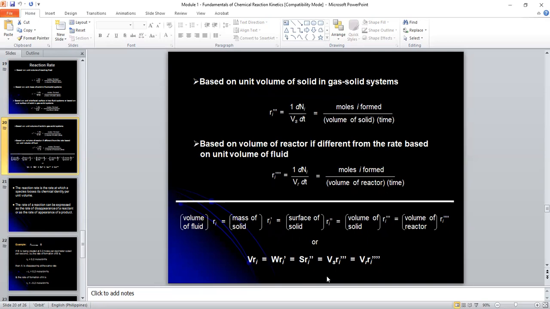In the case of Ri double prime, you multiply it with the surface area of the interfacial surface between your phases. In the case of Ri triple prime, you multiply it with the volume of the solid for your gas-solid system. In the case of Ri fourth prime, that would be simply multiplying it with the volume of the reactor. They are all equal. All these expressions are equal because they represent dNi/dt. Do you get it?